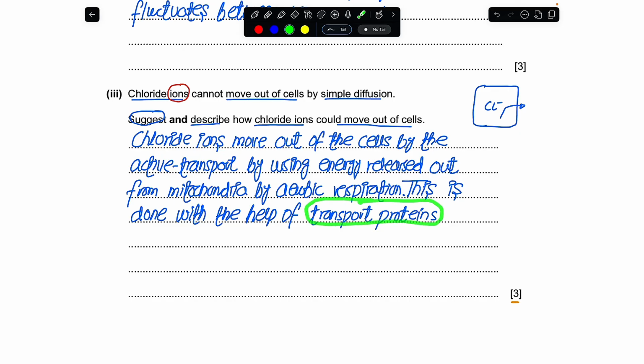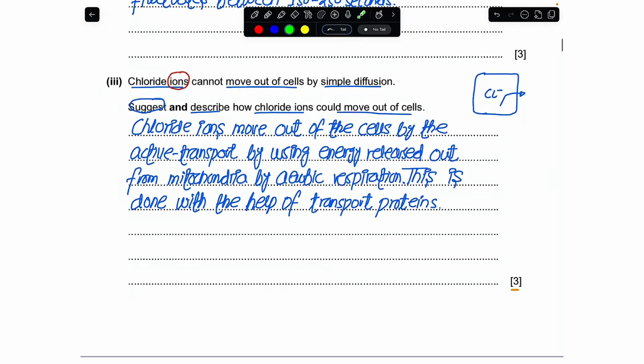of the transport proteins. The general aspect is that the ions, since they cannot cross the cell membranes directly, would always be in need of these transport proteins. So this is how you would score a total of 3 marks for this.